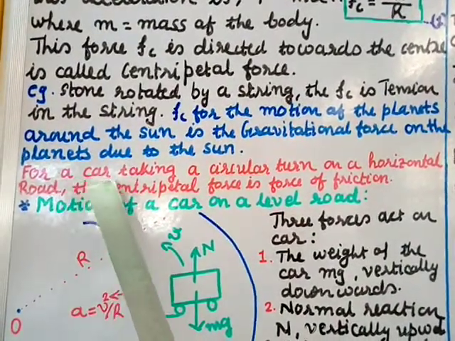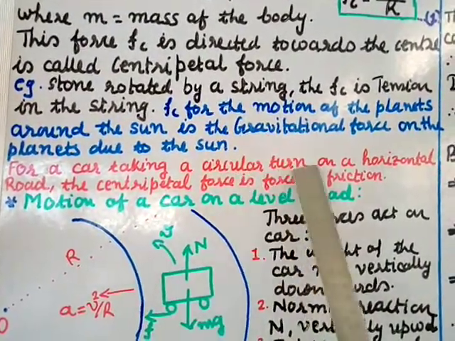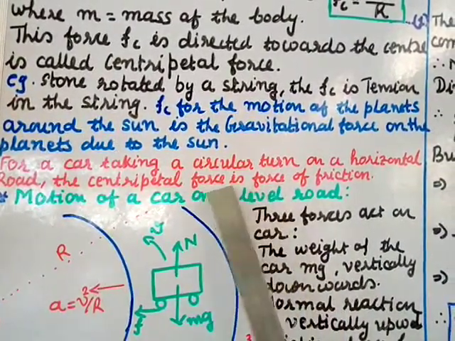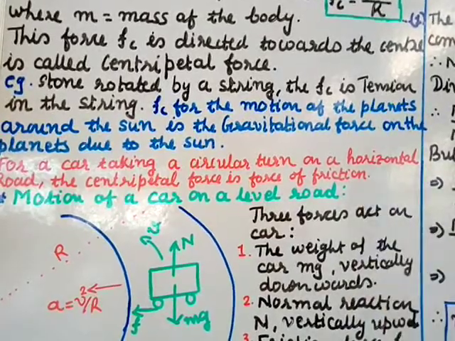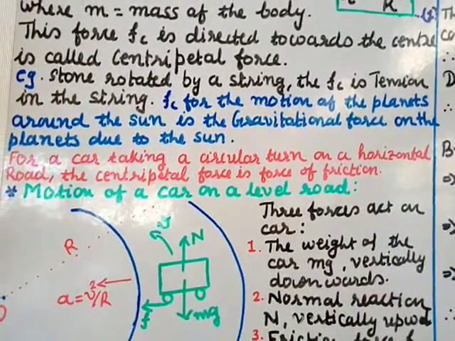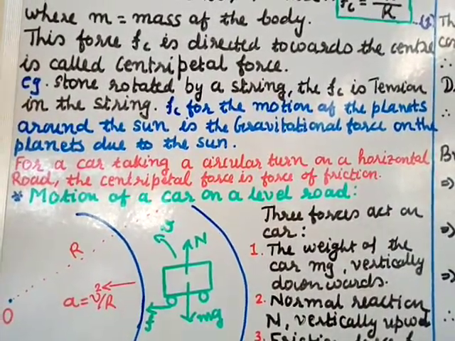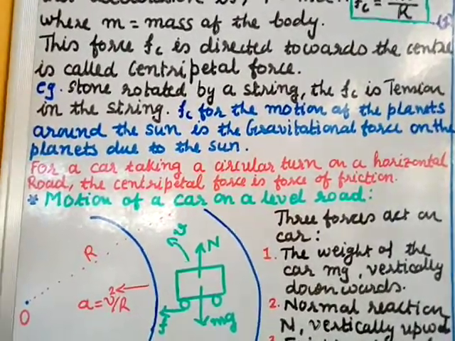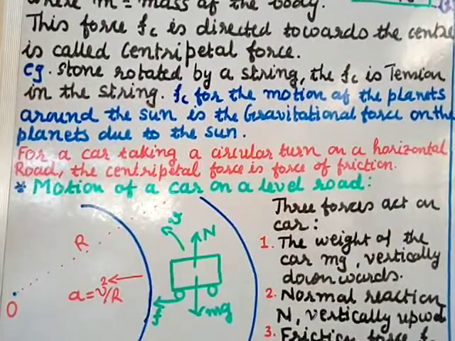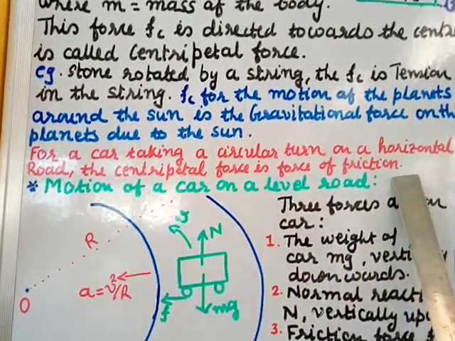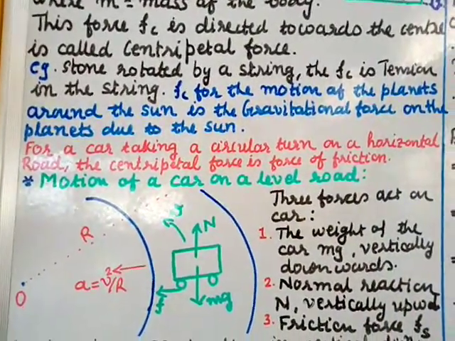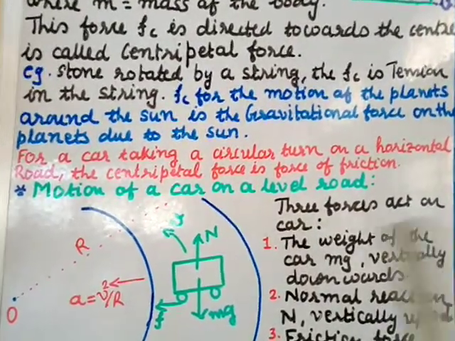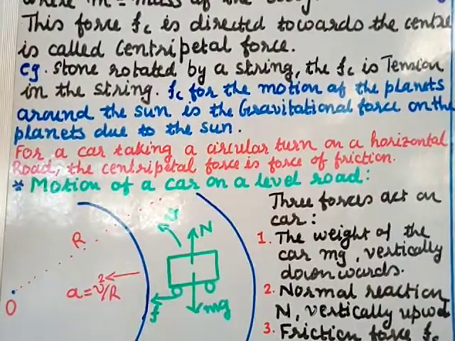For a car taking a circular turn on a horizontal road, the centripetal force is the force of friction. Now we are going to study that if a car is taking a circular turn on a horizontal road, then there will also be a centripetal force, otherwise the car cannot take a turn, and that force is nothing but the force of friction. We have to study this centripetal force in two ways. One is on a level road and the other one is on a banked road.